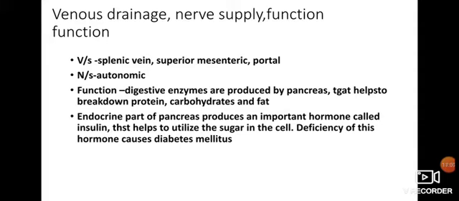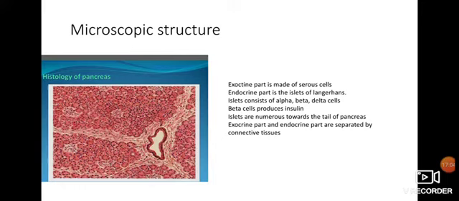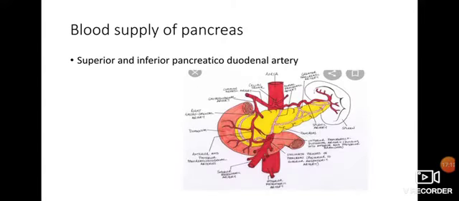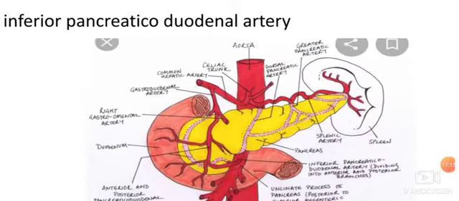Then regarding the function, it has a digestive function as well as an endocrine function. Regarding the digestive function, the pancreas produces pancreatic juice, which is a digestive juice helping in the digestion of protein, carbohydrates and fats. It consists of different enzymes that help in the breakdown of all these.